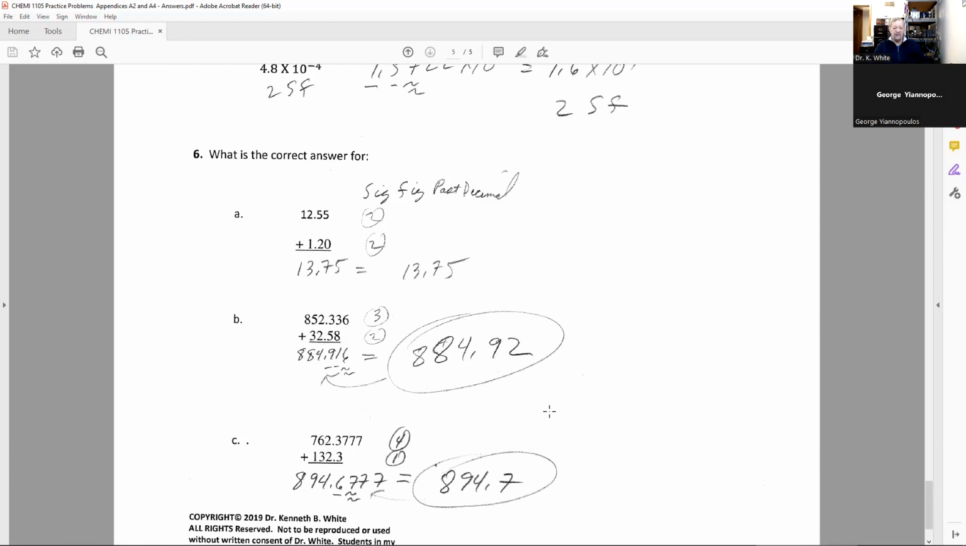Any questions about problem set for Appendix A2 and A4? Well, I guess not. So let's get moving forward.